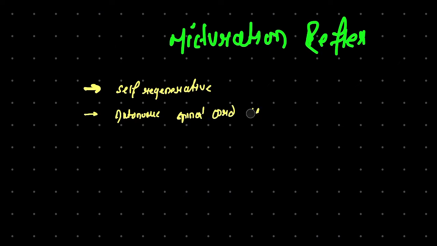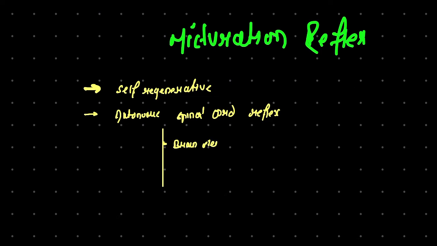Why are we saying it? Because it is not largely controlled by higher centers. It carries impulses to the spinal cord, there will be the decision, and again the impulse will come back to the region. But it is also facilitated and innervated by higher centers, such as the brain stem.